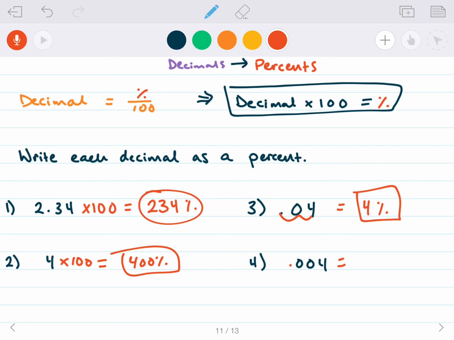It should be a point. So if we move 2 places to the right, we get 0.4%.